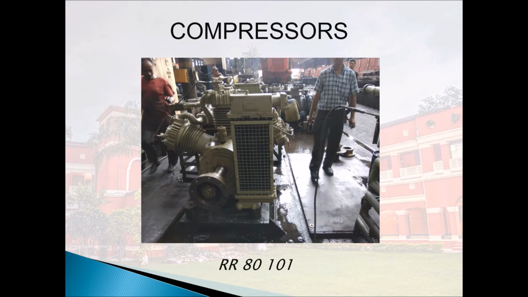The currently used model is RR80101 as shown in the figure. It has specially been designed to meet the high volume of air requirements with moderate pressure to be used in locos. It is a two-stage reciprocating W-type compressor with intercooler and aftercooler.